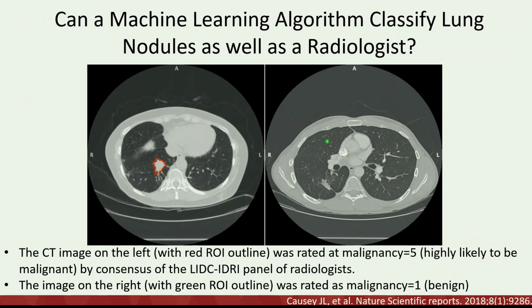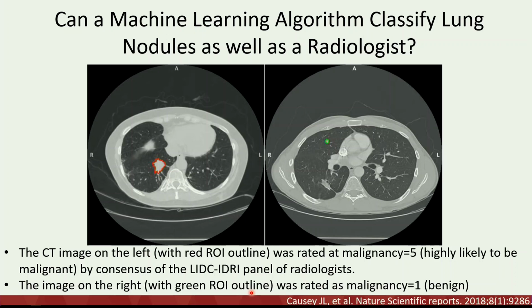So the first experiment that I want to just talk about was conducted with my colleague Shujin Wang, and at the time our student Jason Causey, now Dr. Causey. The question was, can we make a machine learning algorithm that can classify lung nodules as well as a radiologist? And we started with a different data set, which was the Lung Image Database Consortium's data set, because it's a wonderful set for training an algorithm.